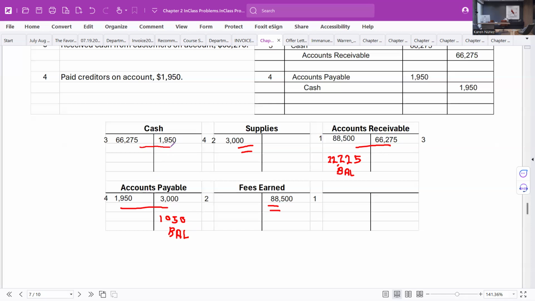And then lastly, the cash account. Cash is an asset. Assets normally have a debit balance. So the 66,275 minus the 1,950, we end up with 64,325. That's the balance in that cash account. The cash account, an asset, normally has a debit balance, and this cash account has a balance of 64,325. So we've done everything required in this exercise.